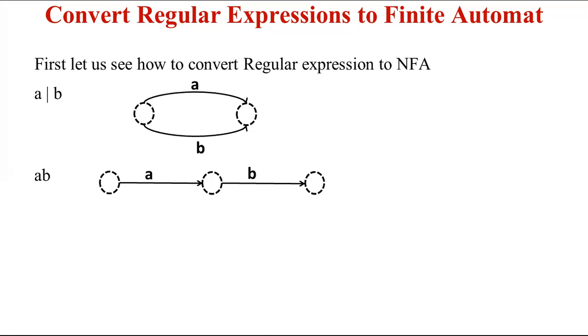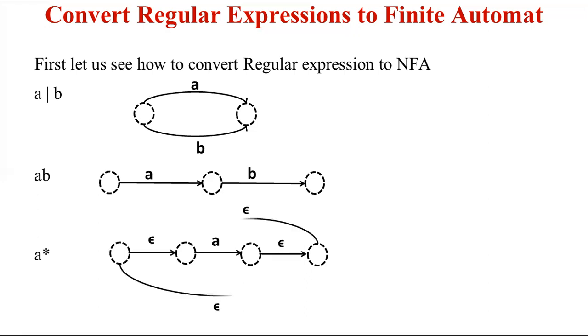And finally, if we have a regular expression A star, then it will have four states. A goes between the two middle states and epsilon transitions on the other states. These epsilon transitions form 0 or more A's. And here the direction is the most important. So here the directions are the most important thing. Now, let us try to solve some regular expressions.